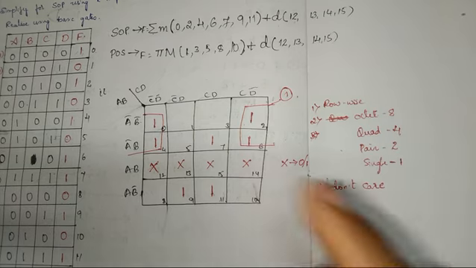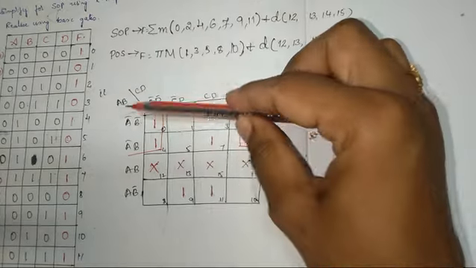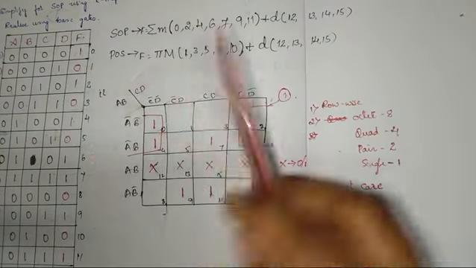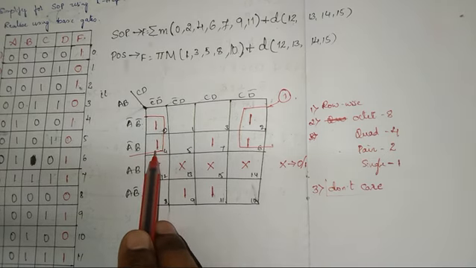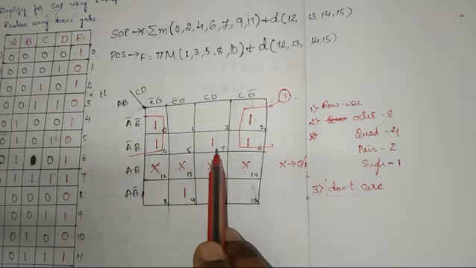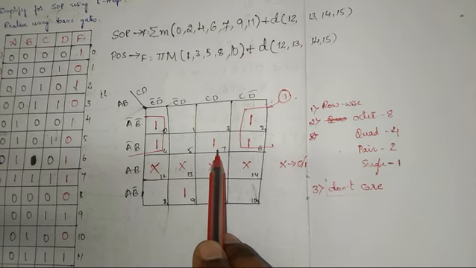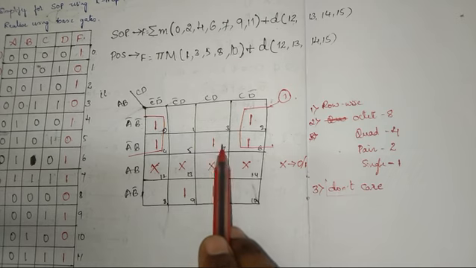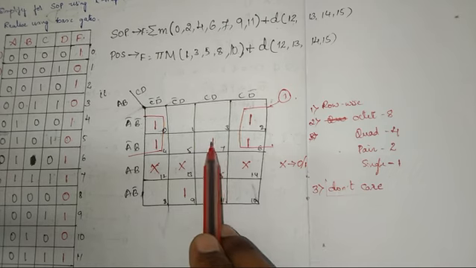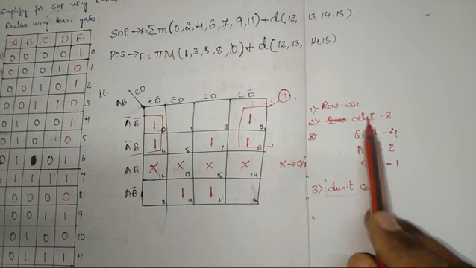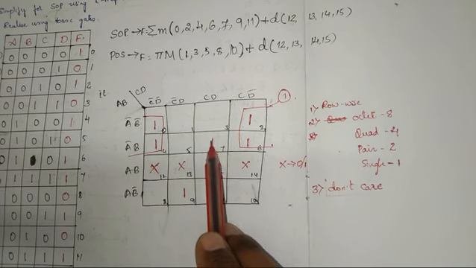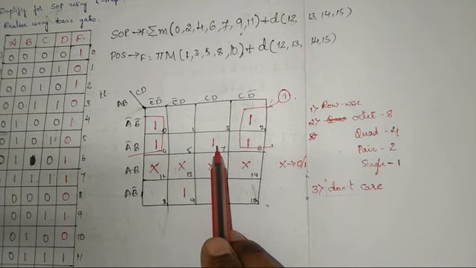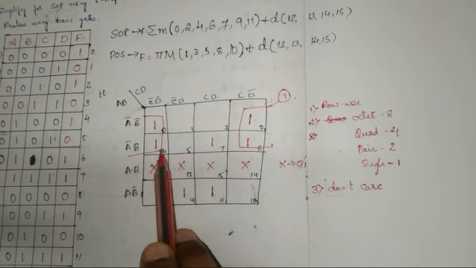Fine. Next, the first row is completed. Now come to the second row. In the second row, this one is already grouped, so don't worry about this. There is no 1 here. There is a 1 here. So I have to make a group for this. What do I have to look for? Always look for an octet. Fine. For this one, are there any 8 adjacent ones? No, right? See here, only 1 here and 1 here.